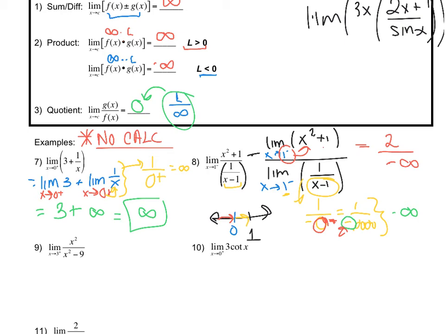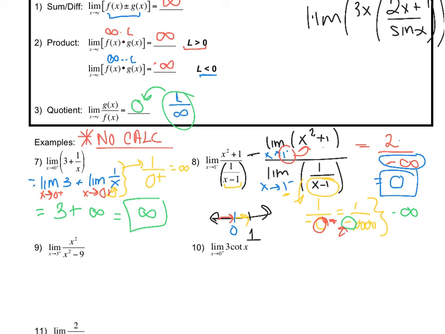Now we have to think about what 2 divided by negative infinity is. We're taking 2 and dividing it by an infinitely large negative number. The negative number is getting more and more negative. Think about 2 divided by negative 100, 2 divided by negative 1,000, negative 10,000. That number is going to level out and get closer and closer to 0.